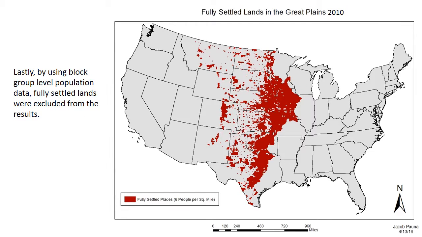And lastly, by using block group level population data, fully settled lands, as in 6 people per square mile or above, the scale used by the 1890 census, were excluded from the results. This leaves only lands with the classification of wilderness or prairie.